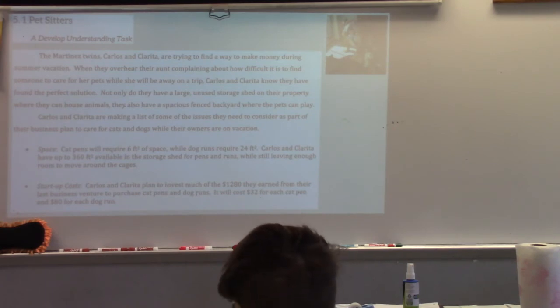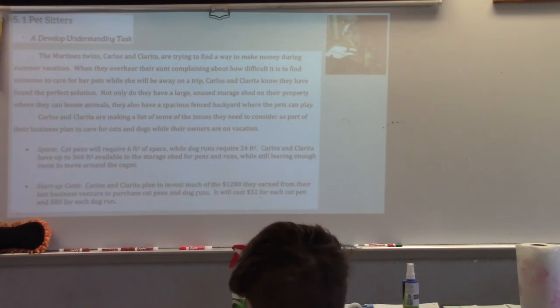Okay, so one of the things is they got to build pens, they got to build dog runs so that these animals can stay safe but move around a little bit. And so they only have 360 square feet, so they need to consider this. All right, Zay, can you read the second consideration they're looking at?